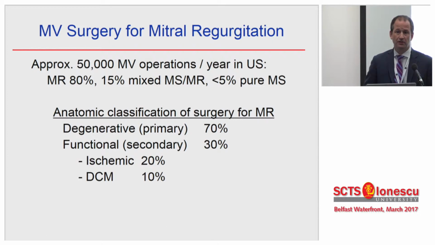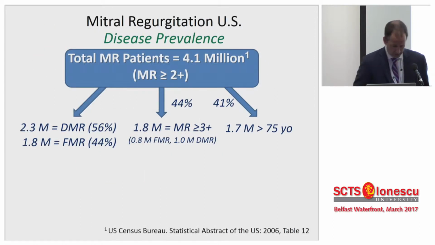Approximately 50,000 operations on the mitral valve are performed per year in the United States, mitral regurgitation in 80% of those patients. Of the mitral regurgitation patients, 70% are for degenerative and 30% are functional: 20% ischemic, 10% dilated cardiomyopathy. So when you get right down to the numbers, you realize we're actually treating a very small number of patients with functional mitral regurgitation. This is a slide that I borrowed from my colleague and friend, Marty Leon, and it's been estimated in the United States alone there are 4 million patients with MR 2+ or more.